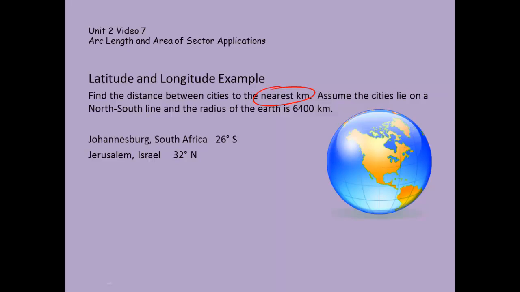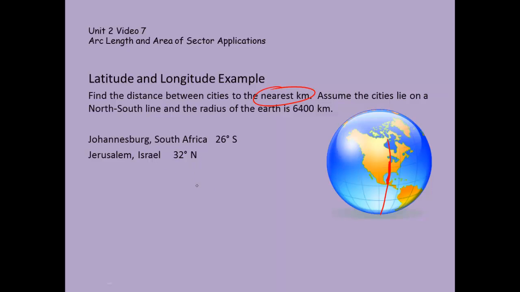So I'm going to use this image that I have here to help you out. I don't have South Africa or Israel on this particular piece of clip art, but if we were to make an example of, say, a city up here, Chicago, and somewhere down here in Mexico, they would be along perhaps the same line of longitude. So I would be able to find this arc length on the Earth to find the distance between those two cities. So we are assuming that Johannesburg, South Africa, and Jerusalem, Israel fall on a north-south line, one line of longitude. And we're looking for the distance between them.